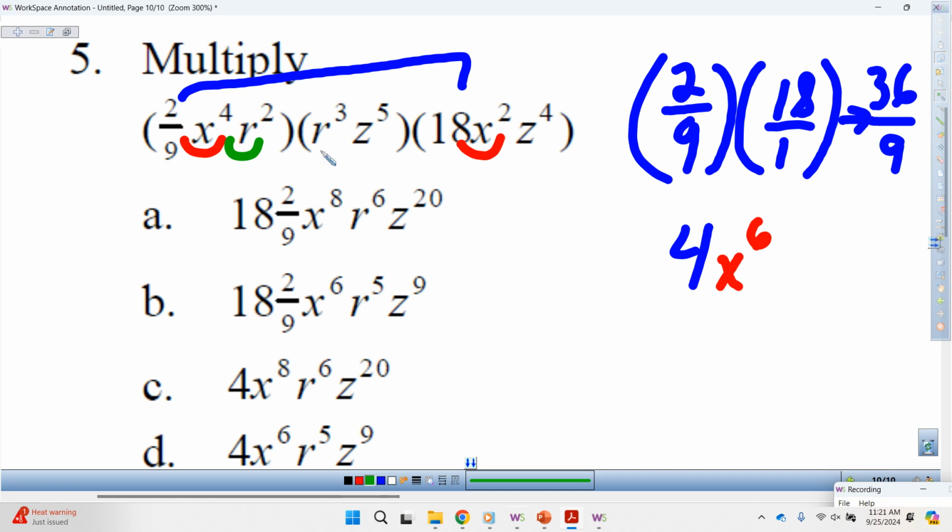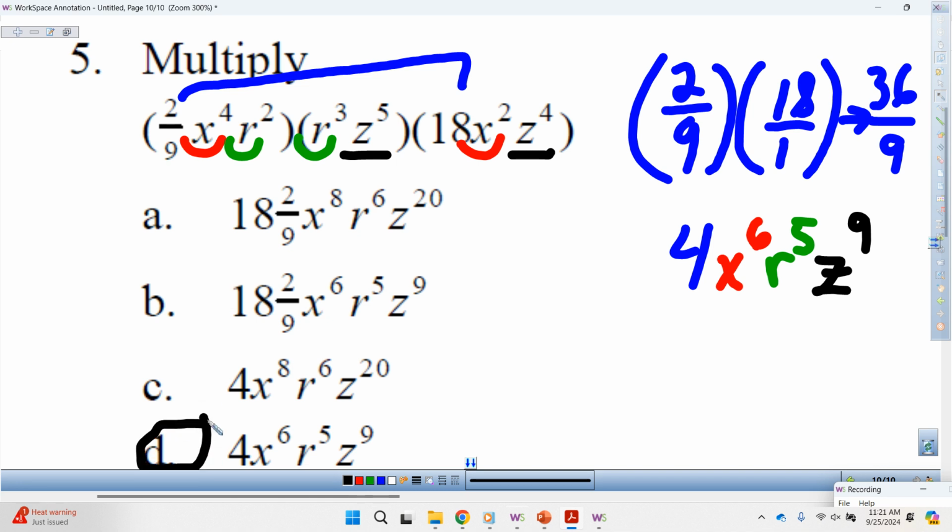r squared times r cubed. That becomes r to the fifth. R to the fifth. We add the exponents. And last but not least, z to the fifth and z to the fourth is z to the ninth. Correct answer is letter D. Letter D.